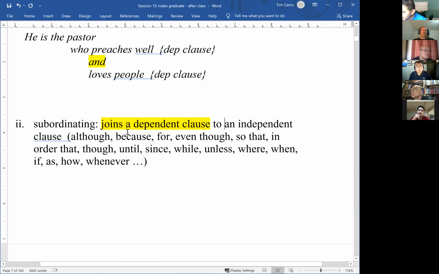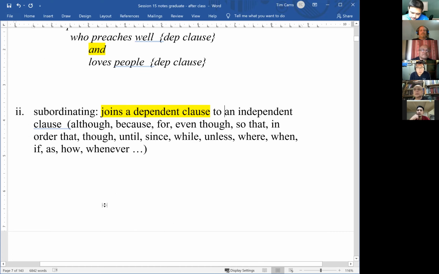It doesn't connect two things that are grammatically equal. All right. And there are many, many examples. Again, there's a list that I've given you here. Although, because, for, even, so, there's several of those. So I would not suggest trying to memorize those, but you want to get familiar with them over time.